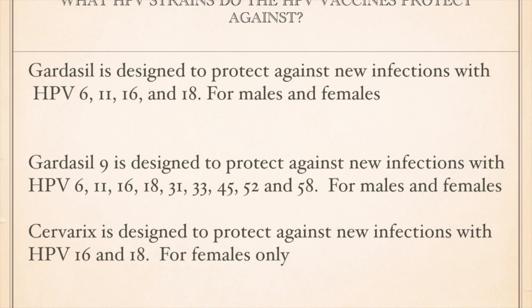Now we have the Gardasil 9, and this is designed to protect against new infections, which include number 6, 11, number 16 and 18 again, but then also those other ones that can cause the vulvar, vaginal type cancers, so 31, 33, 45, etc. This also is for females and males. Now the Cervarix is for HPV 16 and 18 only, and it is only for females.